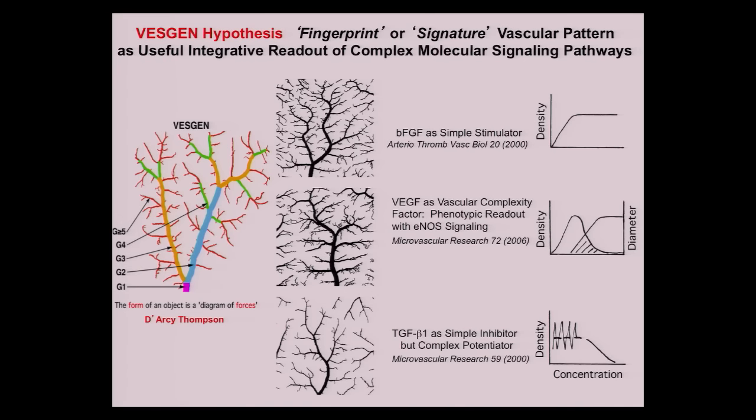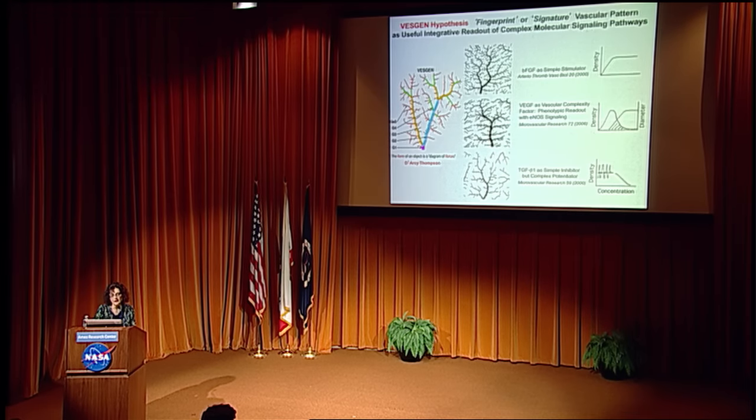Our hypothesis, the VestGen hypothesis, builds on this angiogenesis hypothesis by proposing that fingerprint or signature vascular patterns really can provide useful, accessible, integrative readouts of these very complex interacting molecular signaling pathways, and of course even others such as hypoxia-inducible growth factor. To me, this is really the key slide of the entire talk, because the observations and measurements that we made with this system continue to guide our research into other organisms and human disease.